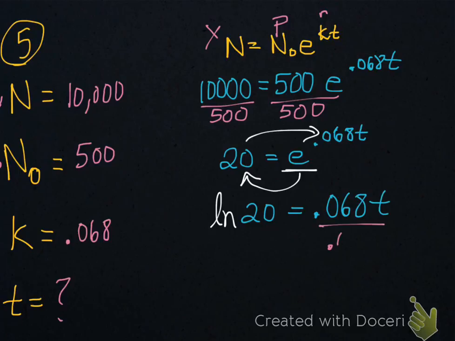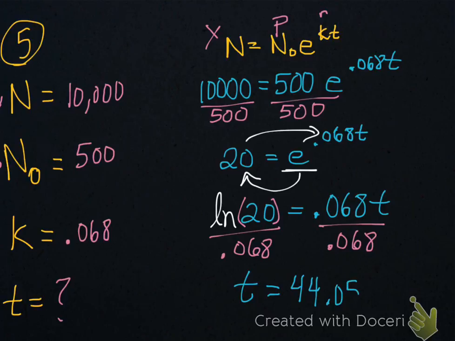ln is already a button on the calculator, so we can just plug that in and make sure we close our parentheses. Then we divide by 0.068. And we get t is 44.05. Now what are the units? Yeah, this one's in hours, okay? Not years, hours. So 44 hours. So basically 2 days. In 2 days, our bacteria will have multiplied by that much. That's why we get sick so quick.